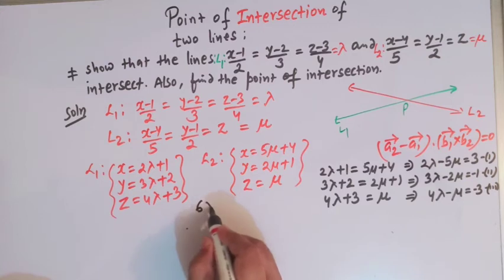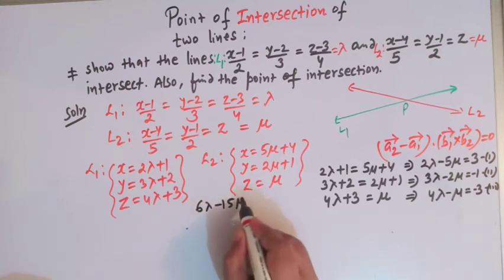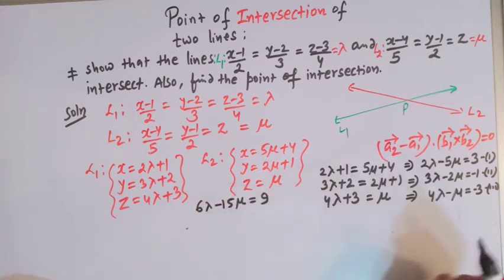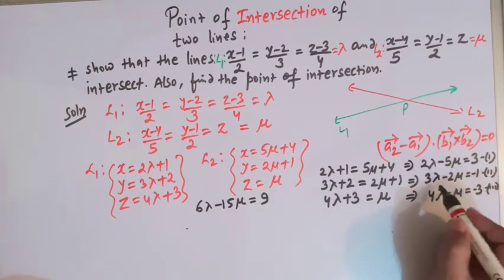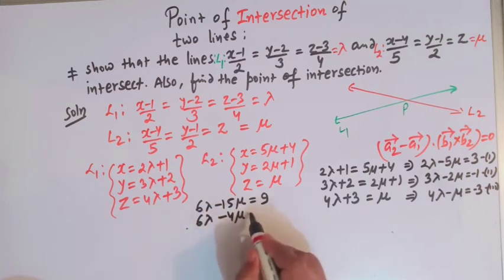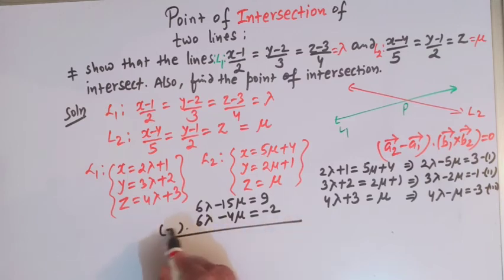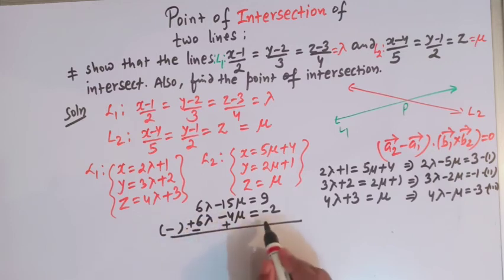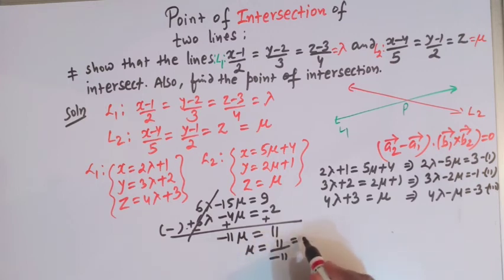So we have 3 2s are 6 lambda, 3 5s are 15 mu, and 3 3s are 9, and multiplying the second equation by 2, we have 6 lambda, here we have 4 mu, and here we have minus 2, right? Now we will subtract these two equations. So here we have plus, here we have minus, here we have plus, here we have plus. So these two get cancelled. Here we have minus 11 mu, and here we have 11, and the value of mu is 11 by minus 11, that is minus 1.